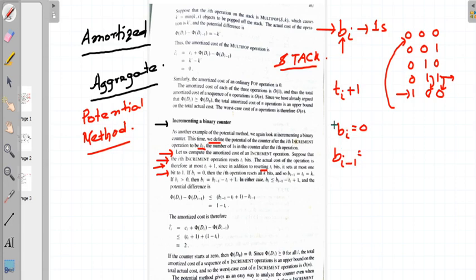If bi becomes 0, that means all bits had to be reset. So what was bi minus 1 at that time? Who will be telling what was this bi minus 1? Is anybody listening?